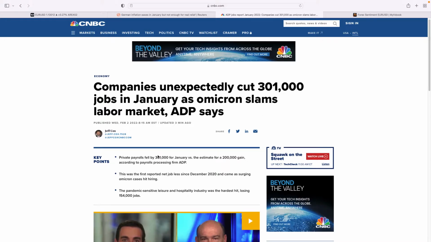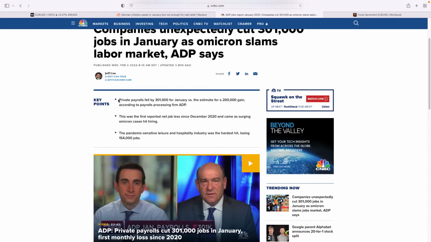Now, firstly, we can see over here that it says companies unexpectedly cut 301,000 jobs in January as Omicron slams the labor market. Now, it's quite funny though, because when Powell came out last month, he said that everything is fine, jobs are up, and they're making good progress within the job sector. However, now that the ADP data got released, that's clearly not the case, and this kind of gives us an indication of what we can also expect from the NFP coming up on Friday as well.